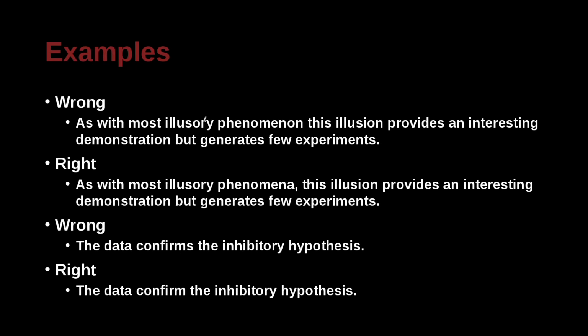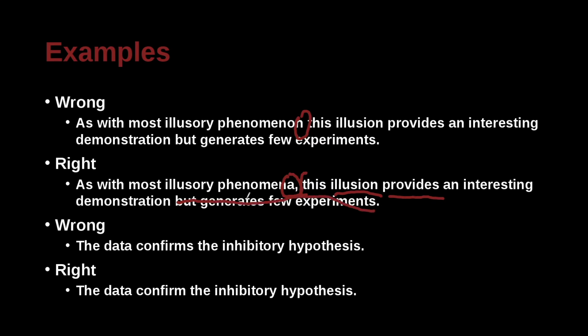As with most illusionary phenomenon, this illusion provides an interesting demonstration but generates few experiments. As with most illusionary phenomenon, this illusion provides an interesting demonstration but generates few experiments. What's different? Look right here. Comma and no comma. And how do we know to put a comma in? Well, we can begin here and we can see that this illusion, which would be the subject, and the subject does something, it provides an interesting demonstration, but generates few experiments. So we could even cut this last bit here. There's just a little bit of extra, right?